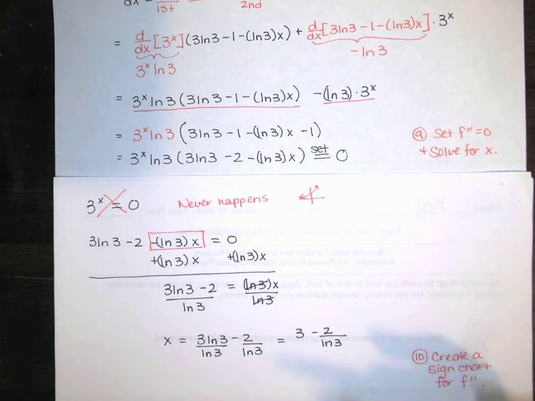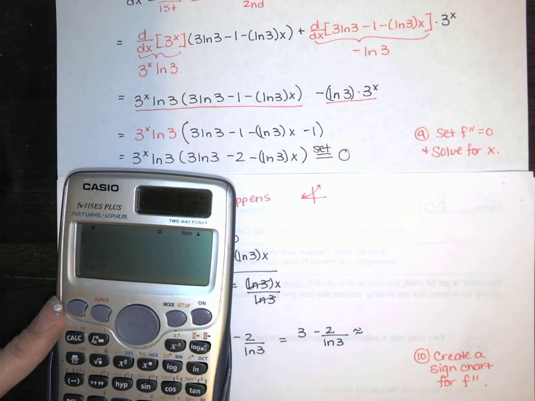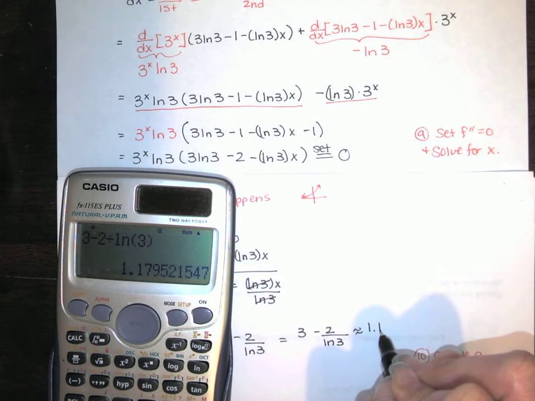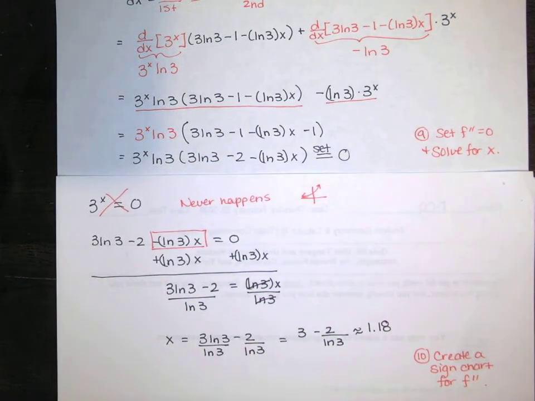And it helps to know what this is numerically, just have a numerical approximation. That's the exact value. The numerical approximation is 1.18. Okay, so now we've got f double prime, and we want a sign chart for f double prime. And I've got my critical value 3 minus 2 over natural log of 3 over here, and that's about 1.18.